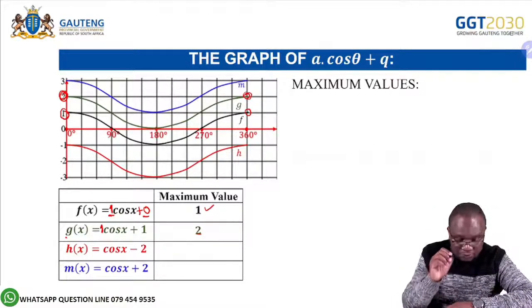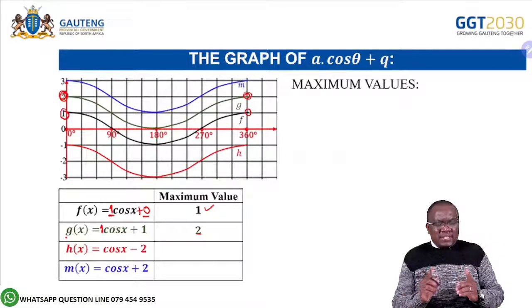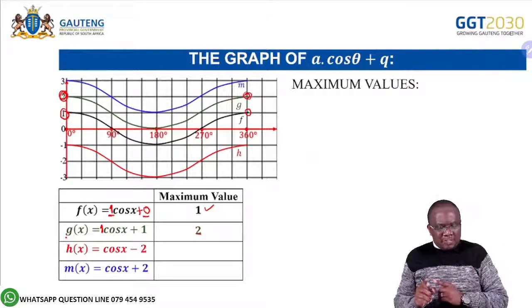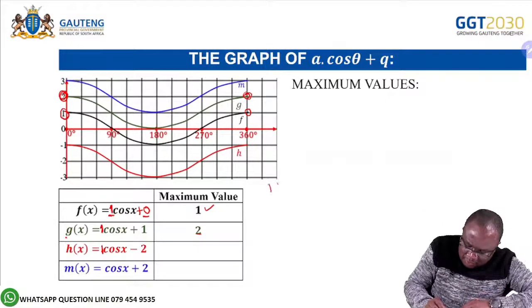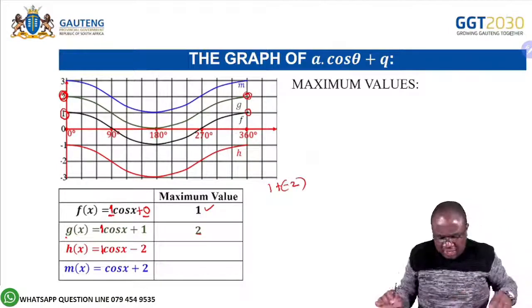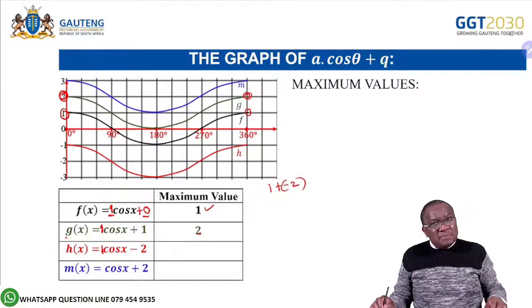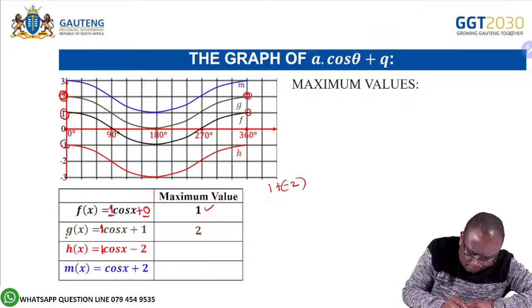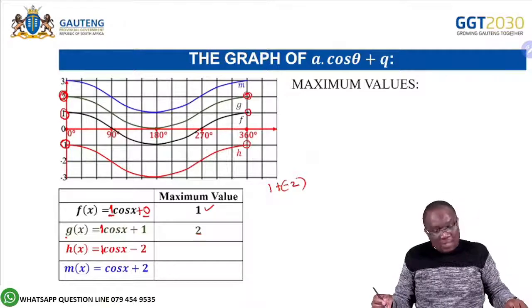Right. Let's go to h of x. Let's use our generalization now. We said a plus q will give us the maximum value. Let's say 1 plus negative 2. What is 1 plus negative 2? It's like 1 minus 2, which is negative 1. So is our maximum value negative 1 for the red graph? Let's check. Yeah, it's there. Yes, the maximum value is negative 1. So a plus q is working. a plus q will give us the maximum value. Do you see that?